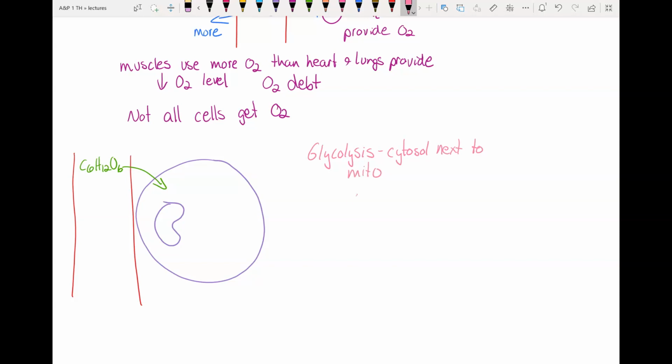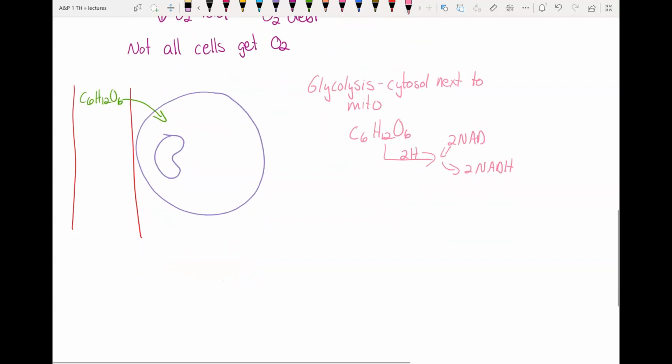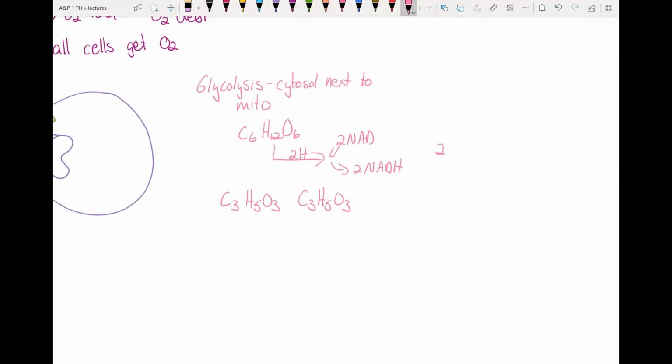So we're going to take that glucose and we're going to pull out 2 hydrogens. We're going to have our 2 carriers come along to pick them up. Then we're going to take what remains, break it in half, so we get our 2 pyruvates. And we have a net gain of 2 ATP when we do this. Glycolysis can still happen just fine.